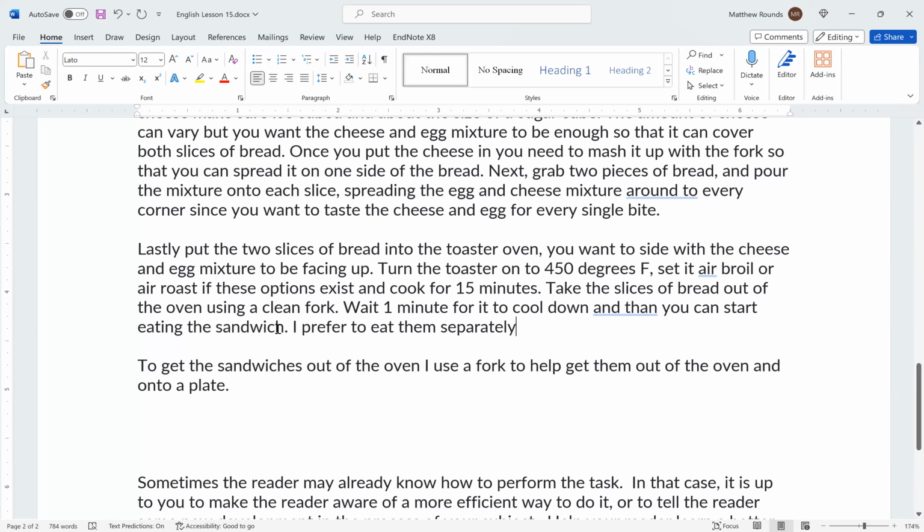Because the way you're describing it, typically a sandwich is described as the bread facing each other. So we want to kind of clarify that. And then you can start enjoying each slice. Okay.